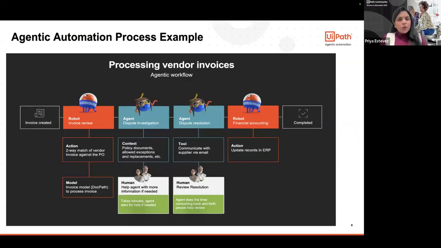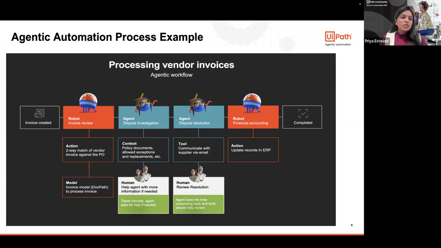So I'm going to show you a quick example of how this agentic automation process can fit in your world. We're going to talk about a quick vendor invoice processing example, and here we also have robots and agents working hand in hand. First step, the invoice is created and sent to the robot, where the robot reviews the invoice. Once you define the steps that the robot needs to review, it performs the action that the robot was defined with.